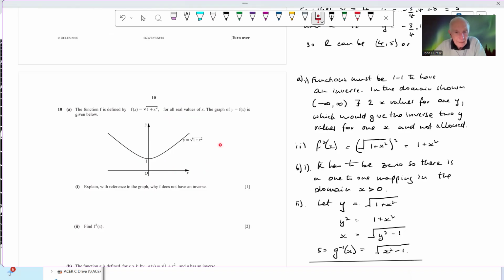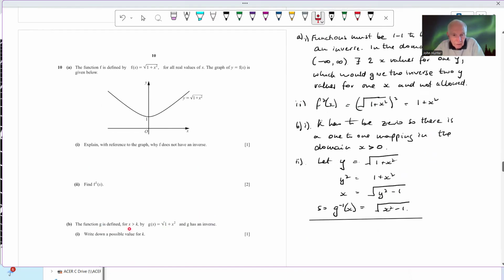However, we'll come back to that in a moment. It asks us what f squared of x is. Well, that's simply the square of the function. So that's fairly straightforward. Function g is defined for x greater than k, and it has an inverse.